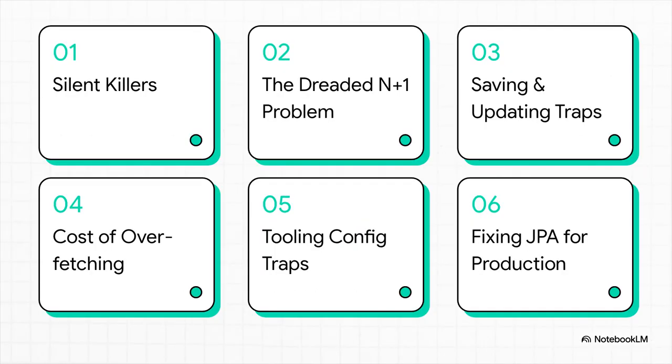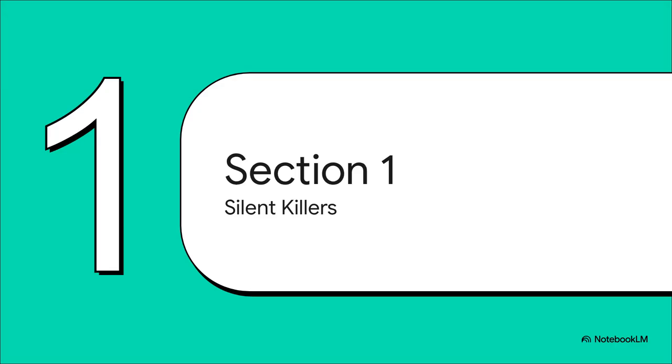So, here's our roadmap for today's deep dive. We'll start by identifying the silent killers, tackle the notorious N+1 problem, navigate some sneaky saving traps, discuss the real cost of overfetching, uncover hidden tooling misconfigurations, and finally, wrap up with some rapid-fire fixes to get your architecture production ready. All right, Section 1, the silent performance killers.